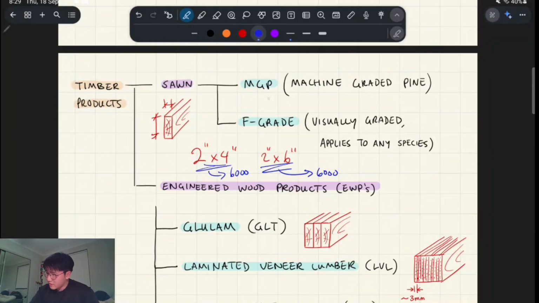Okay, in terms of different grades of timber, what a timber grade is basically is this: you get a pile of logs, and then you mill it. So you cut it and process it into these rectangular cross sections. So what makes one bit of sawn timber stronger than another?